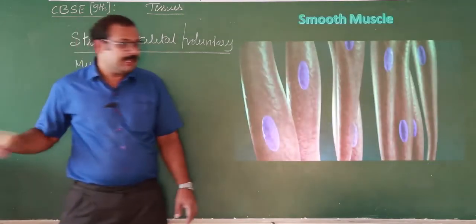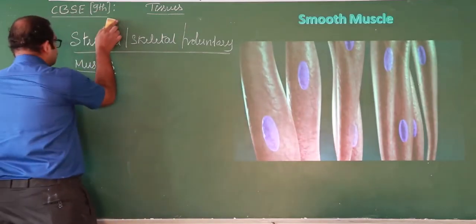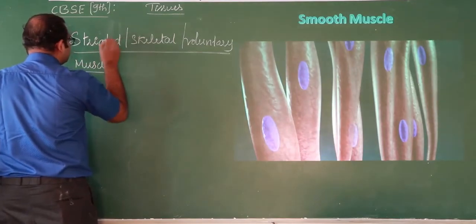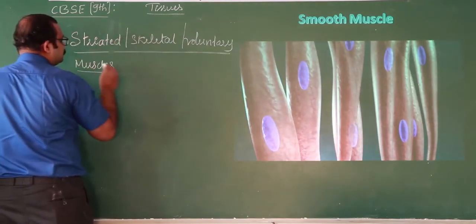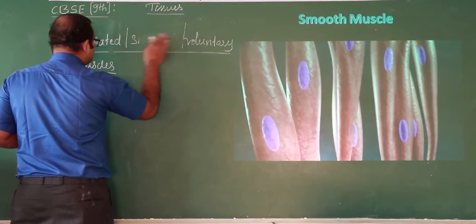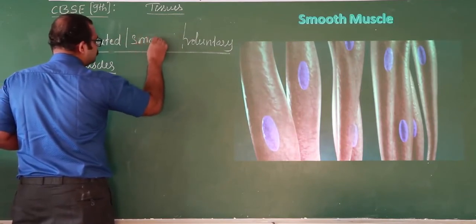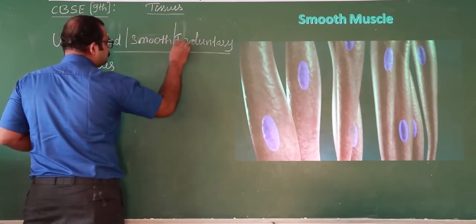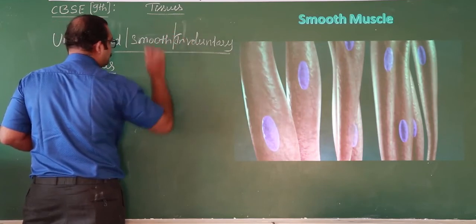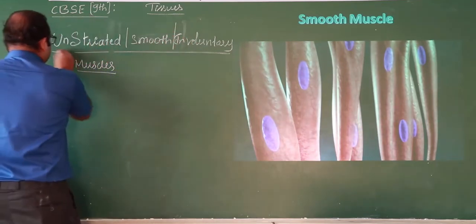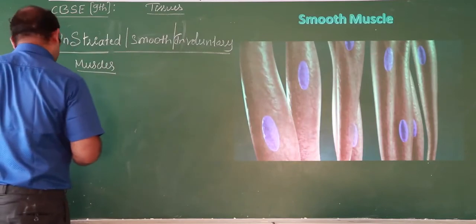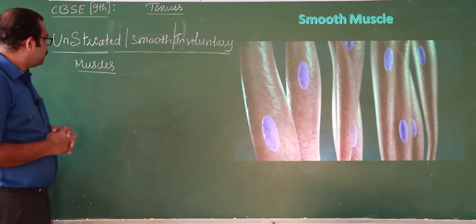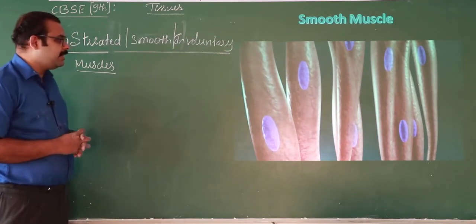Next, coming to the second type of muscles. The second type is unstriated, smooth or involuntary muscles. Okay, so let's see why it is called smooth and involuntary.